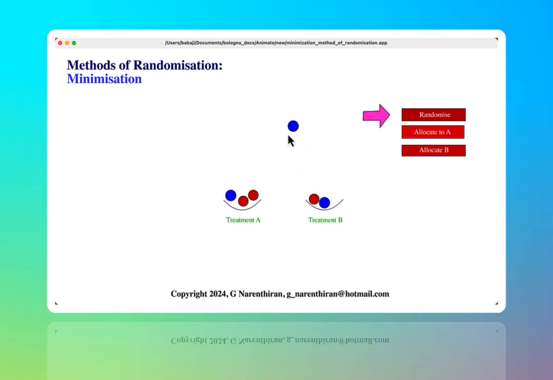Now we have another blue patient, or a patient with a certain risk factor. Here we have one blue on treatment A, and one blue in treatment B. So because there are equal numbers of blue on either side, we can randomize this patient.